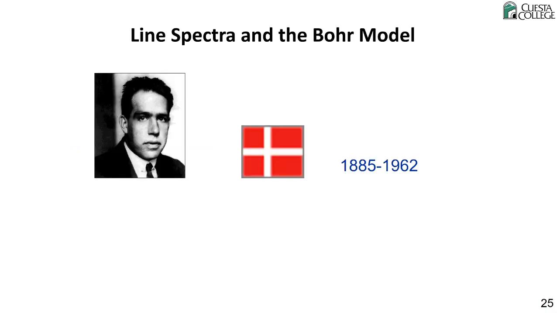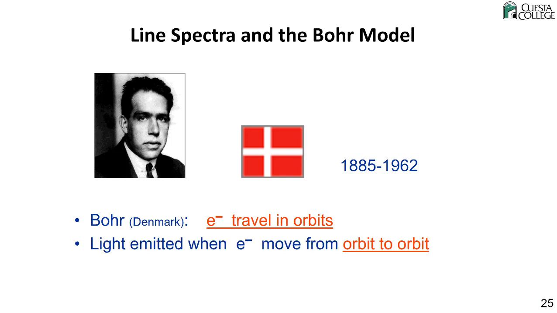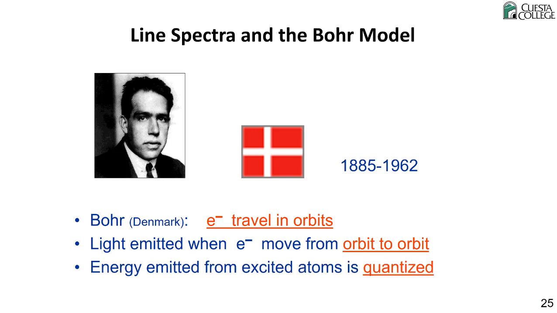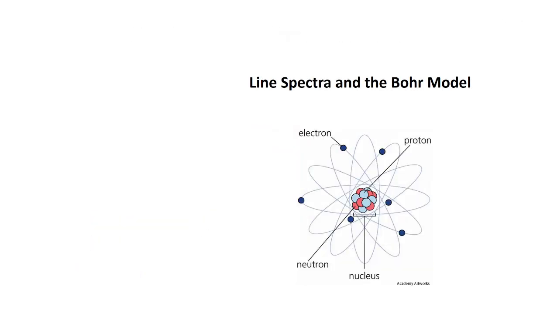Niels Bohr was a Danish physicist, and he proposed that electrons traveled in orbits around atoms, like planets around the sun. He suggested that light was emitted or absorbed from atoms when the electrons moved from one orbit to the next. This would allow the energy to be quantized, because electrons could only exist in one orbit or the other orbit, and not in between. His model gave rise to the common picture that lots of people will see or draw for atoms, where the electrons move around in little circles or racetracks around a nucleus for the atom.